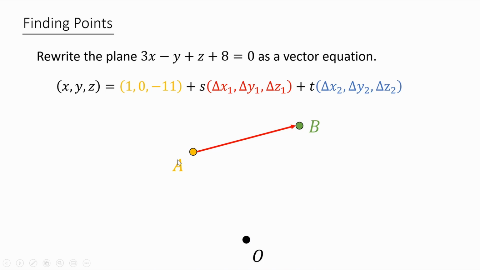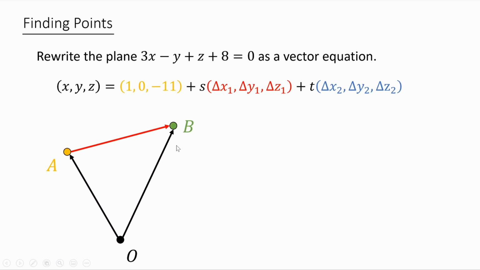So, we can rewrite the point A as some position vector going from the origin right to A. Same thing for B. The point B is just a position vector going from the origin to B. They have the exact same components, one is just a vector. So, notice we can write AB over here. We can change this to AO plus OB.